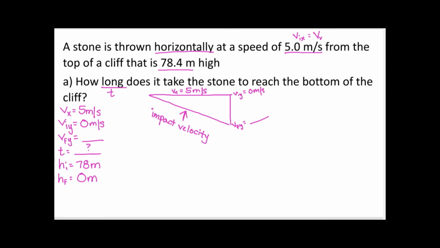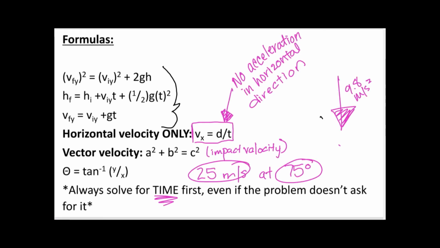So we have a Vx, we have a Viy, and we have a height, and we need a time. Let's go back to our formulas. These are the only formulas that we can use. We need a time, so we need one of these formulas that has a time. We can't use that one because it doesn't have time in it. And then we have these two. This one has a height and this one has a final velocity in the y direction. We don't know our final velocity in the y direction, so we have to use the height one.